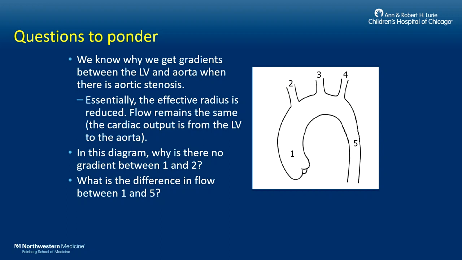2 is the flow to the right brachiocephalic artery, which supplies the right common carotid and right subclavian. 3 is the left common carotid and 4 is the left subclavian. So the amount of blood needed in those areas is different. It's not the entire cardiac output, so flow is different.